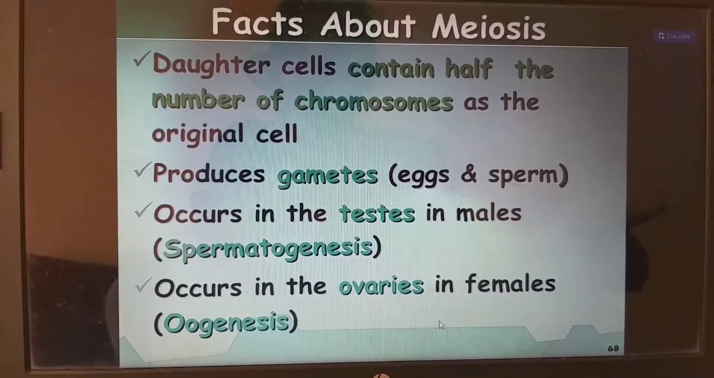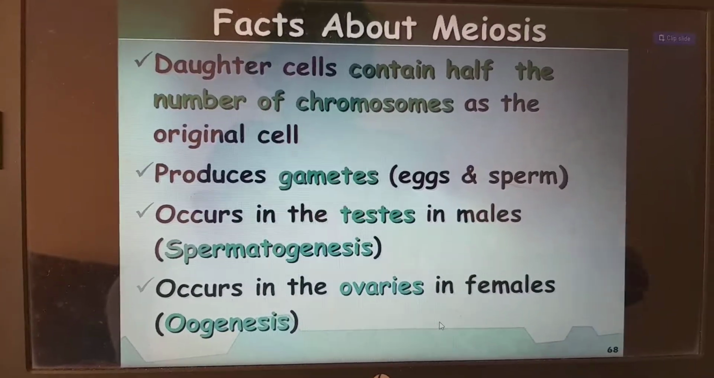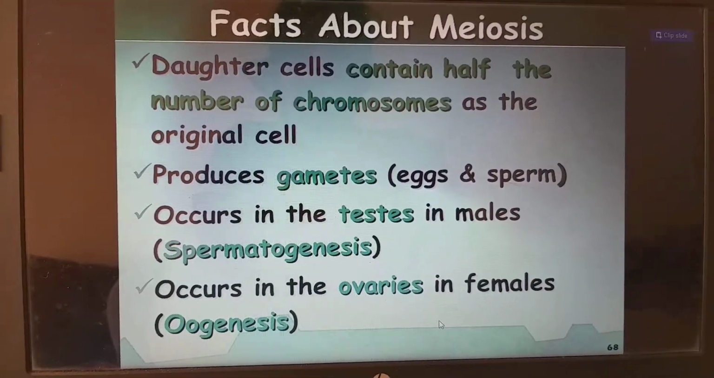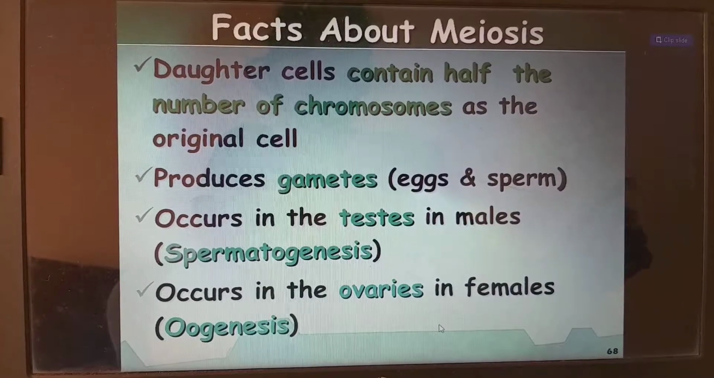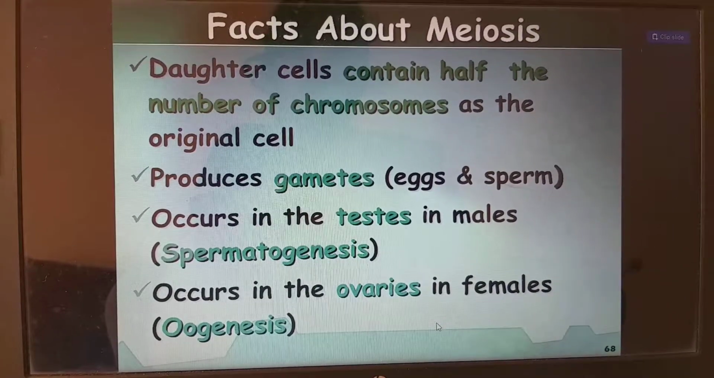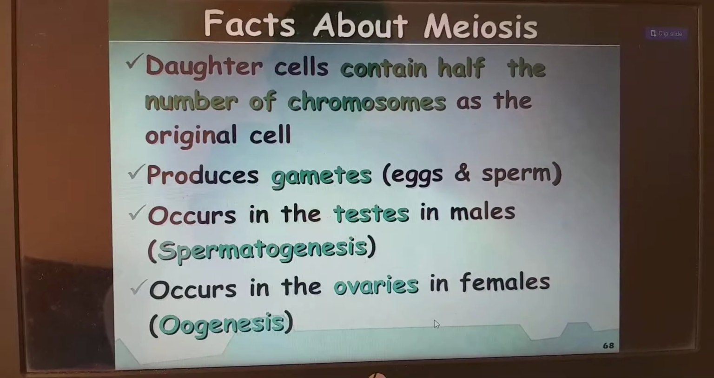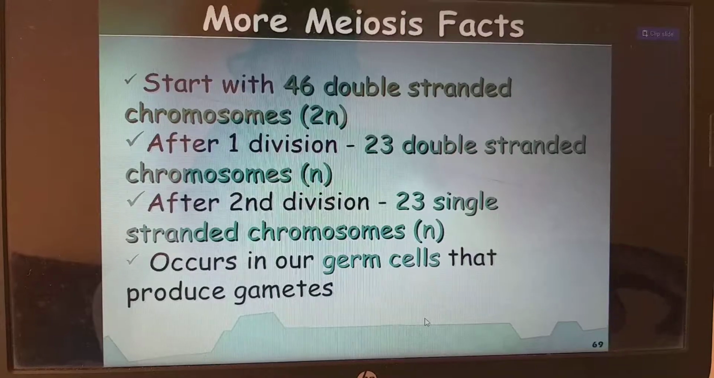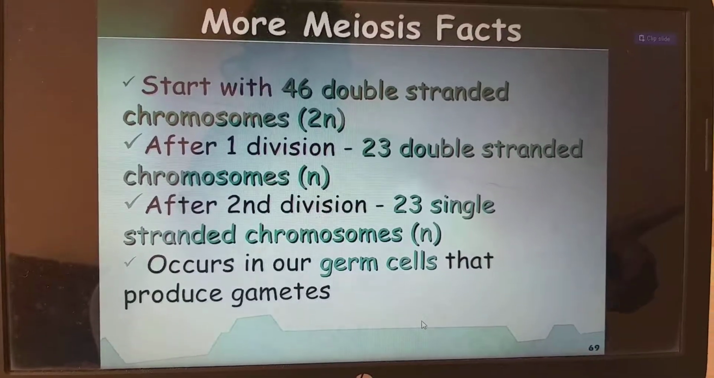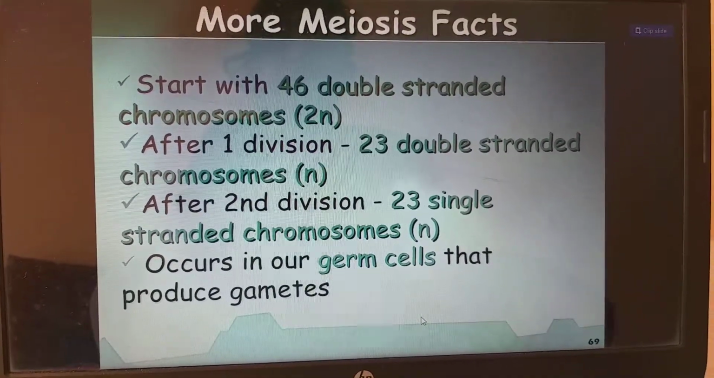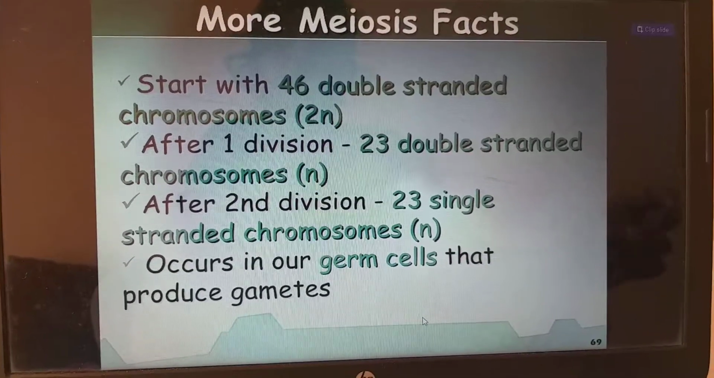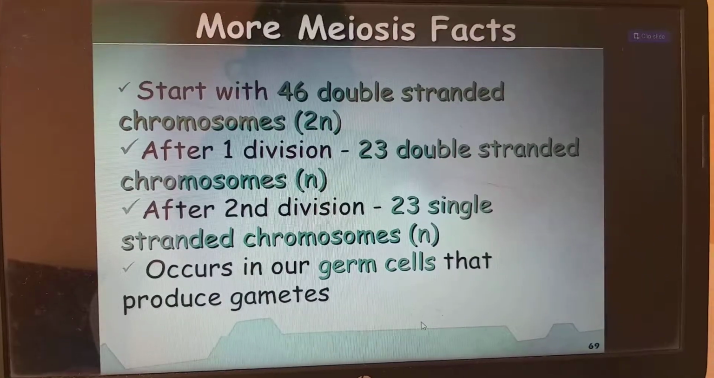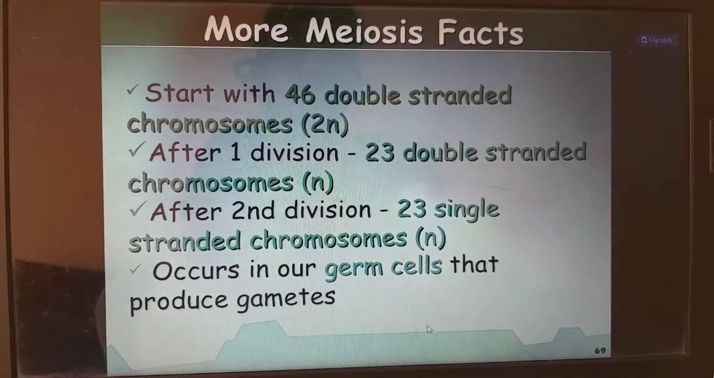Daughter cells contain half the number of chromosomes as the original cell and produce the gametes. For the production of gametes, we need meiosis. Eggs and sperms are produced in the testes in males through spermatogenesis, and in the ovaries in females through oogenesis. More meiosis facts: it starts with 46 double-stranded chromosomes. After the first division, 23 double-stranded chromosomes will be there. After the second division, 23 single-stranded chromosomes will be there. It occurs in our germ cells that produce the gametes, that is, in the testes and ovaries.